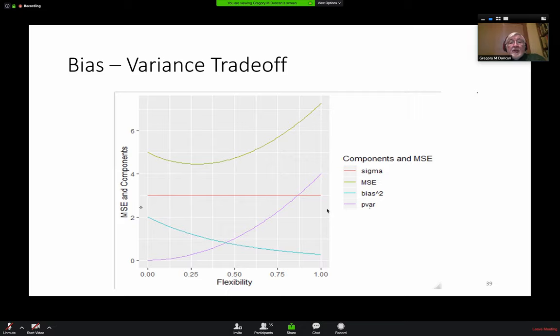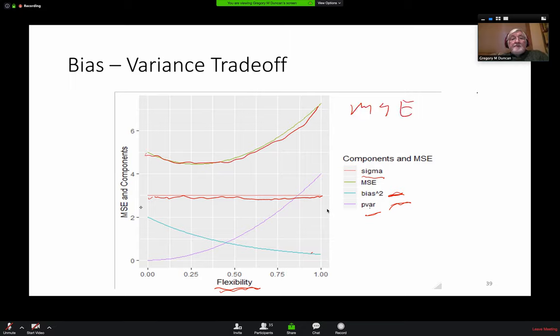So down here we have flexibility. Here I have sigma. Here I have the bias squared, and you note that as the flexibility goes up, the bias drops. Here I have the variance of the prediction. You notice as the flexibility goes up, the variance goes up. And when I add those together, I get the mean square error.